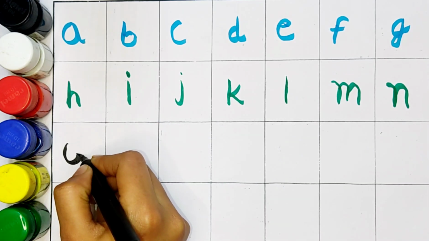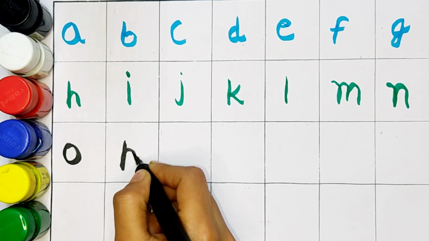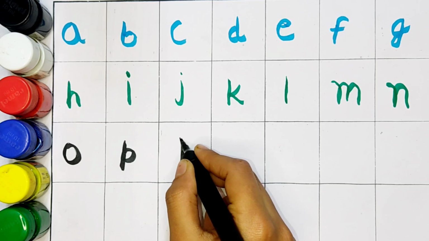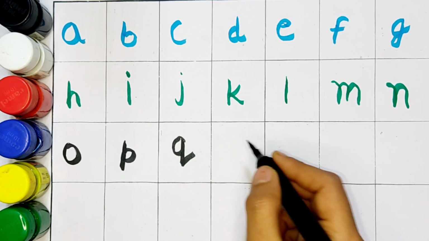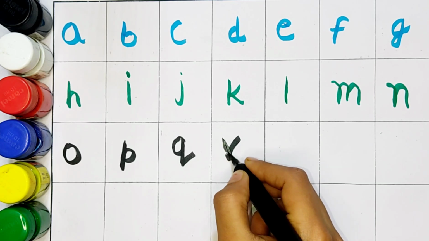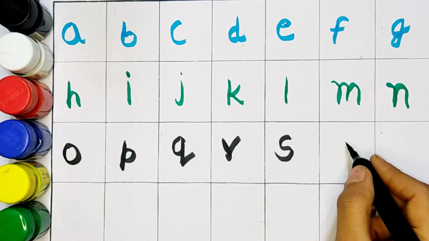O. O for orange. P. P for parrot. Q. Q for queen. R. R for rose. S. S for sunflower.